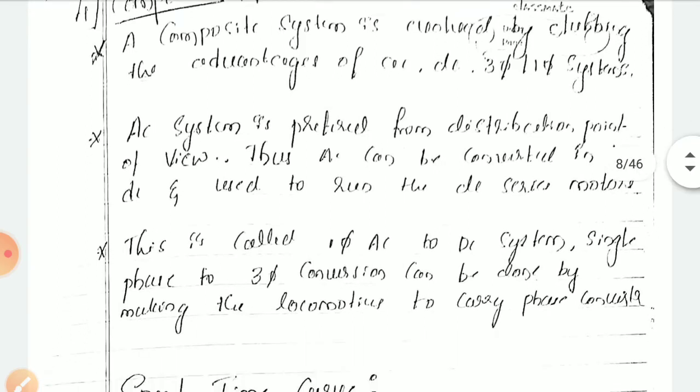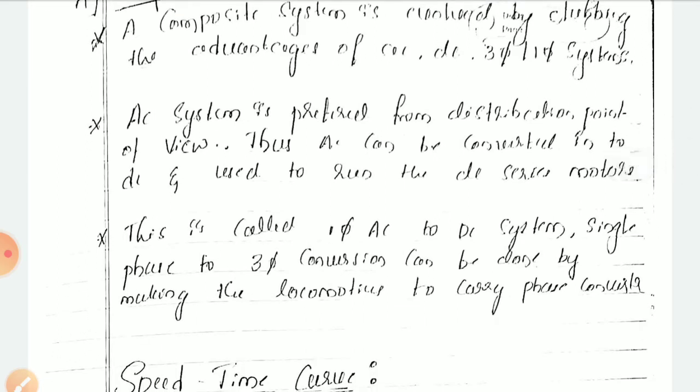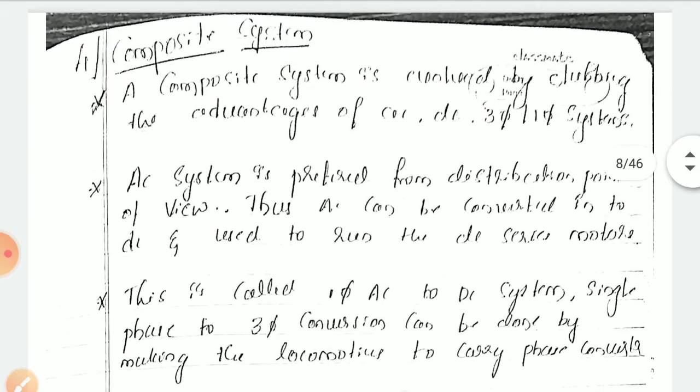This is called a single phase AC to DC system. The single phase to three phase conversion can be done by making the locomotives carry the three phase converters. If you are using converters in the locomotives itself, then we have the composite system, which is once again a combination of AC, DC, three phase, single phase, and many more.